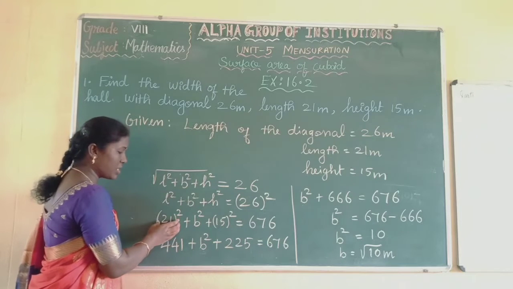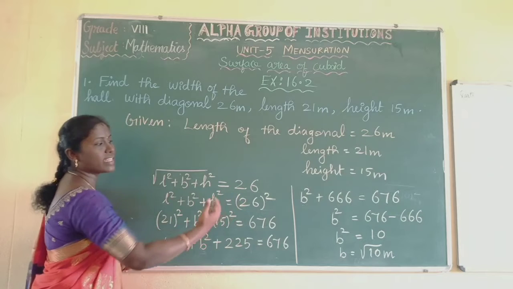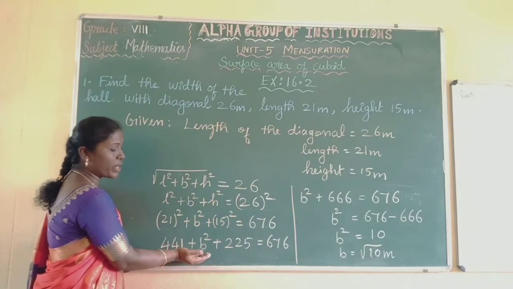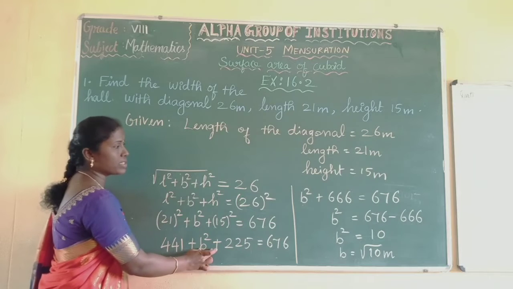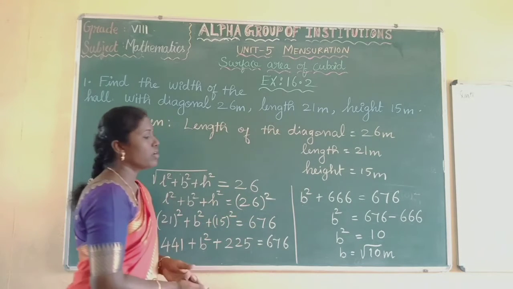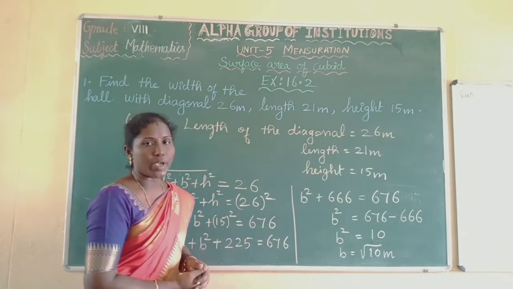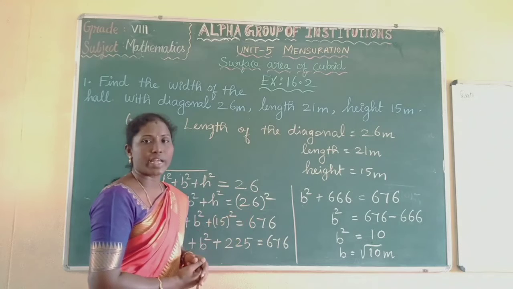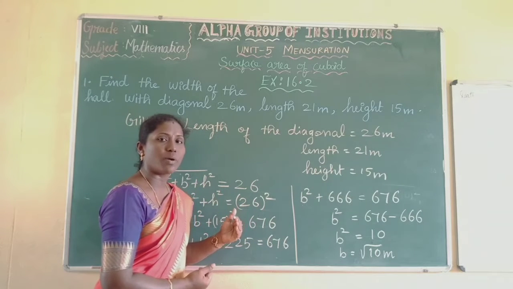After that, by substituting the length value and height value, just make the squares and add the values. We want to find only B square, the unknown value. So keep B square on one side of the equation and take the numbers to the other side of the equation. We got 10. Here 10 is not a square number, so the square root of 10 cannot be solved exactly. We can give the answer in the form of decimal.